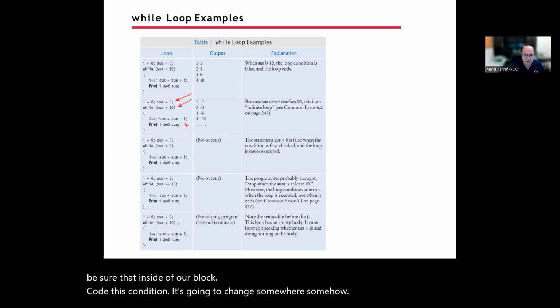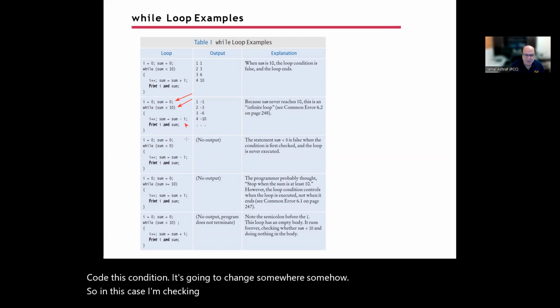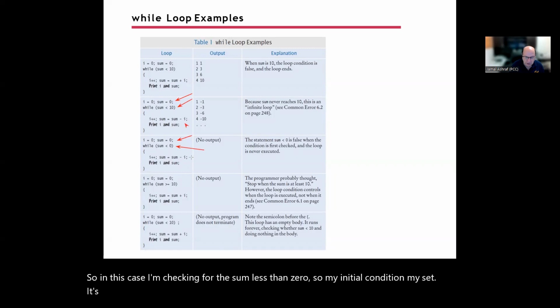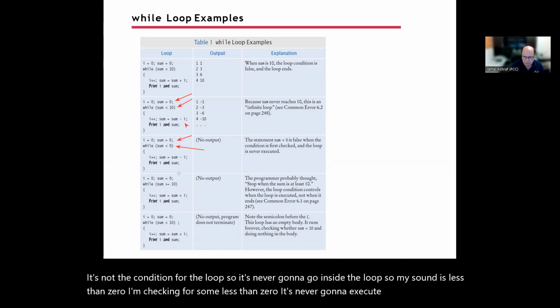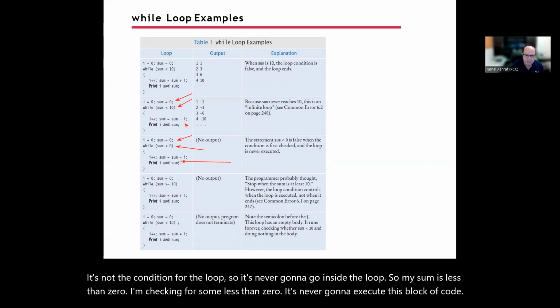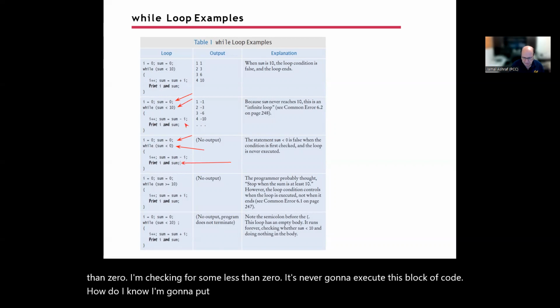So in this case, I'm checking for the sum less than 0. So my initial condition, my set, it's not the condition for the loop, so it's never going to go inside the loop. I'm checking for sum less than 0. It's never going to execute this block of code. How do I know? I'm going to put a print something inside the block of code, and that print is never going to be printed.